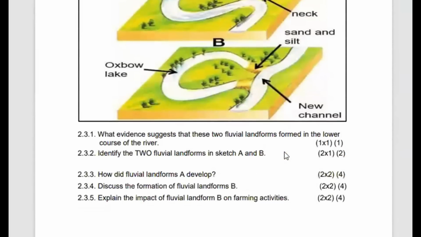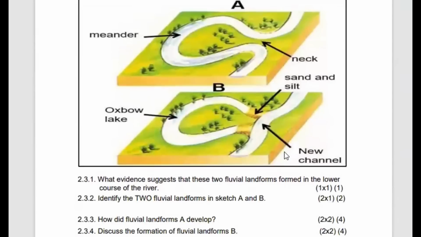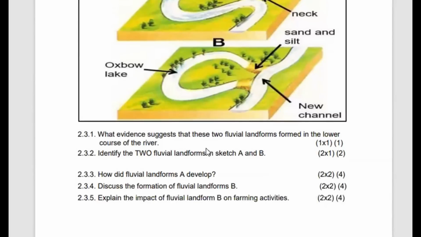Moving on to the next question, it asks what evidence suggests that these two fluvial landforms formed in the lower course. We are looking at the formation of an oxbow lake. From a meander, the neck ultimately breaks and the oxbow lake forms. What evidence do we find which suggests that this landform forms in the lower course? The evidence is that there is flat terrain.